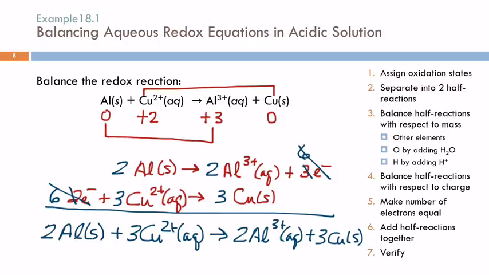Any questions? Why is it a +6 charge? Because I have 2 aluminum atoms, and they are each 3+. Okay. Any other questions?